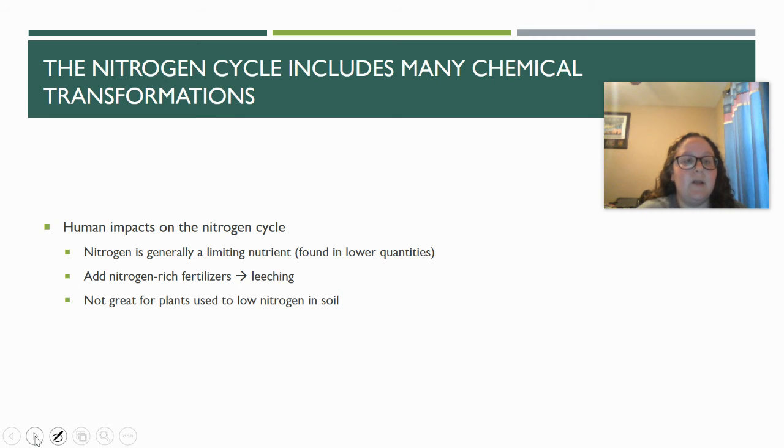Next, let's look at human impacts on the nitrogen cycle. The first issue is that nitrogen is generally a limiting nutrient in an ecosystem, which means it's found in lower quantities than needed. There are more things that need nitrogen than there is nitrogen for them to do what they need to do. The issue is that lots of fertilizers are nitrogen rich, which leads to leaching, and so it ends up in the waterways. And this is not great for plants used to low nitrogen in soil.